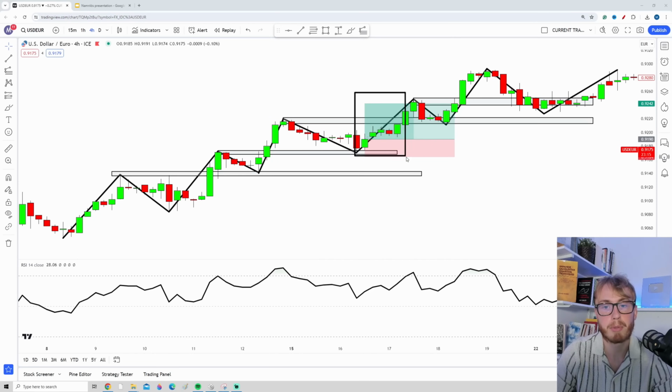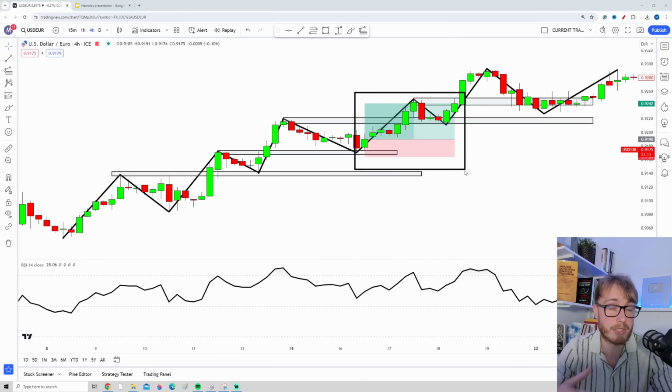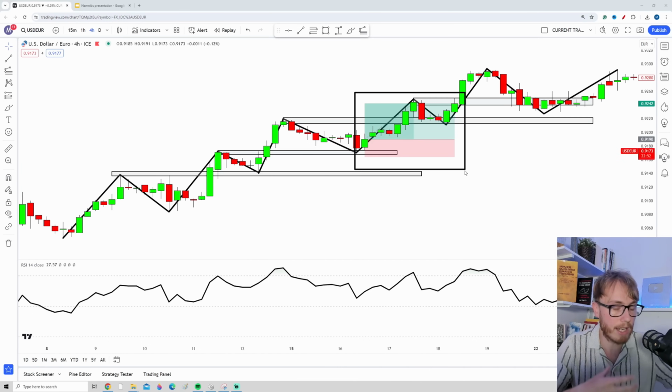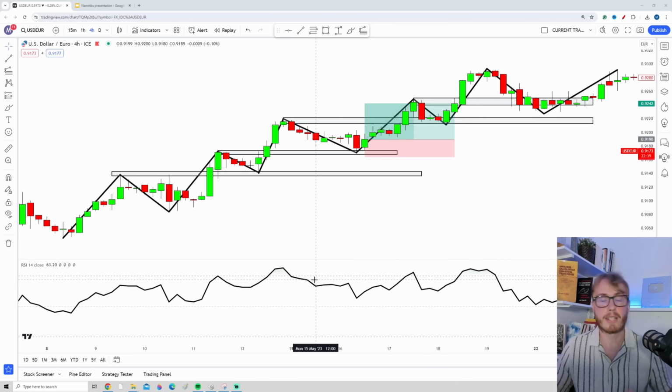But while these fixed risk to reward ratios can be a useful tool, especially for beginners, it's very simple. We can actually use an indicator to help us decide exactly where to place the stop loss and exactly where to set the target. So let's go ahead and take a look at the second indicator now.